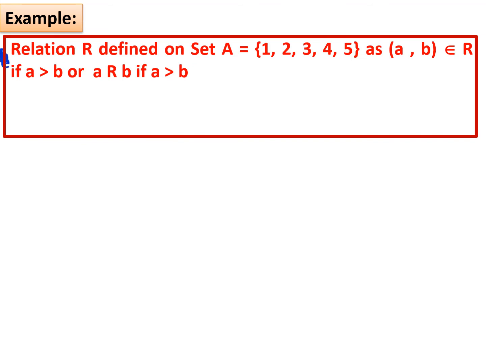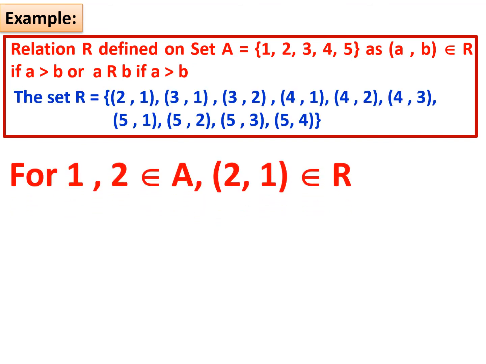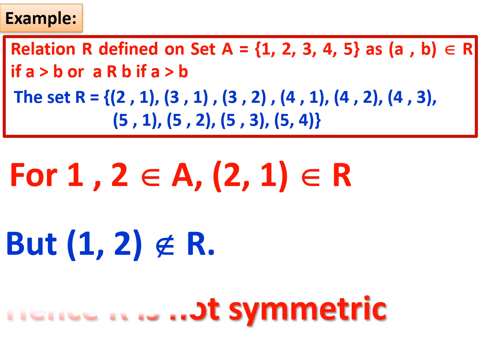Good. The same example I have taken, where we have the elements 2 comma 1, 3 comma 1, 3 comma 2 like that. A is greater than B. Now 2 comma 1 belongs to R, but 1 comma 2 is not there, because A is greater than B but B is not greater than A. Therefore, it is not symmetric. For two elements, 2 comma 1 is in the relation, but when interchanged it is not there. You can give a lot of examples. 3 comma 1 is there, but 1 comma 3 is not there. 3 comma 2 is there, but 2 comma 3 is not there. 4 comma 1 is there, 1 comma 4 is not there, like that.